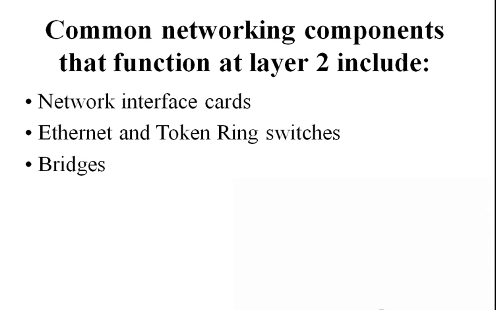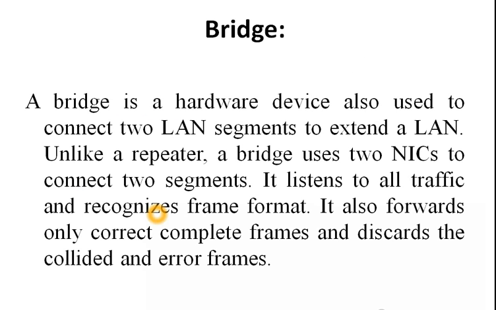Common network devices which function at layer 2 include the network interface card (NIC), Ethernet and token ring switches, and bridges. Now let's discuss some of these. Bridge. A bridge is a hardware device used to connect two LAN segments to extend a LAN. Unlike a repeater, a bridge uses two NICs, network interface cards, to connect two segments.